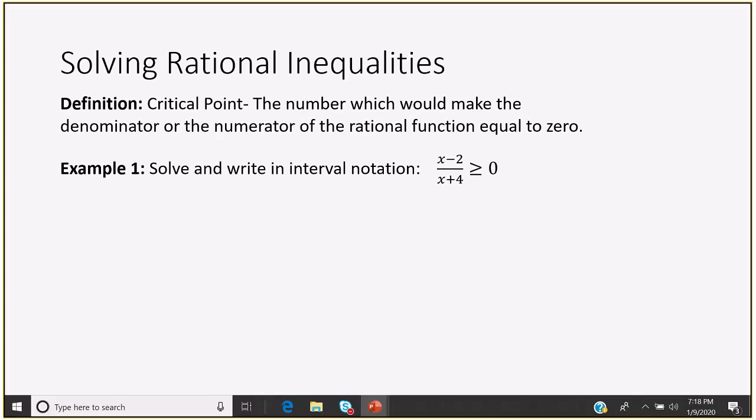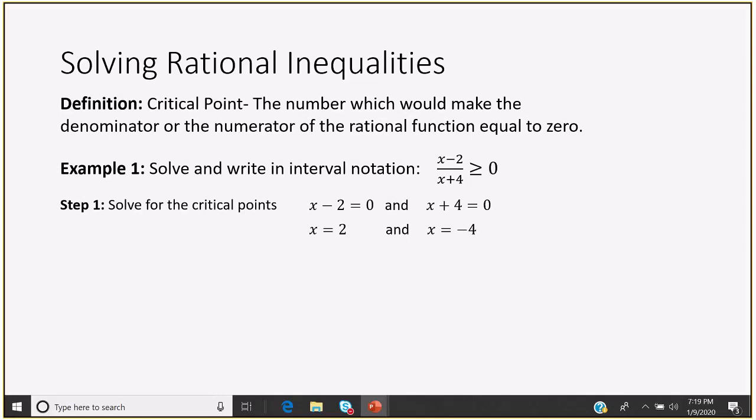The second thing we need to do is factor anything if it isn't already factored. So we've kind of dealt with those first two steps already in this example. I have 0 on one side of my inequality, I have my expression on the other side, and everything is fully factored. And so what I'm going to do is find my critical points. I find my critical points by setting each of the factors equal to 0 and then solving. So my two critical points are 2 and -4.